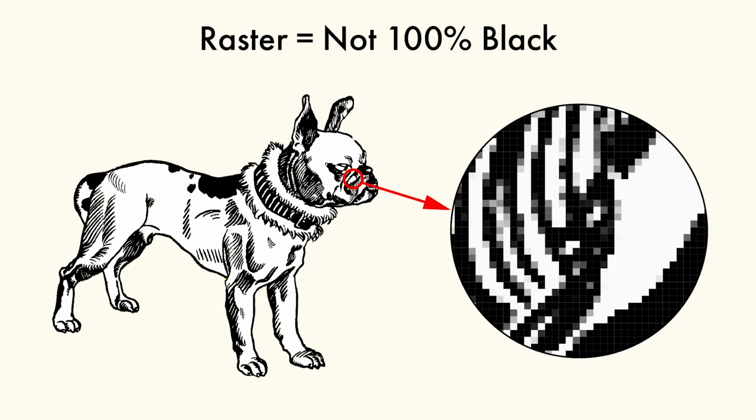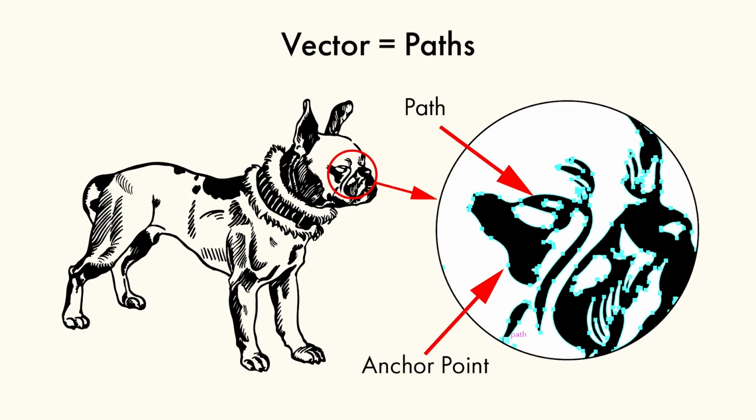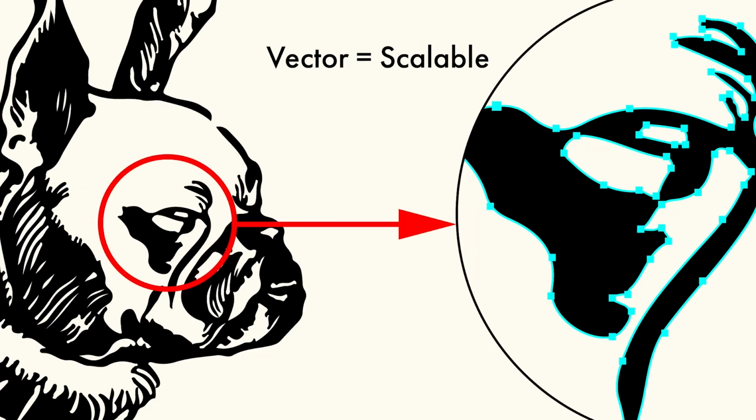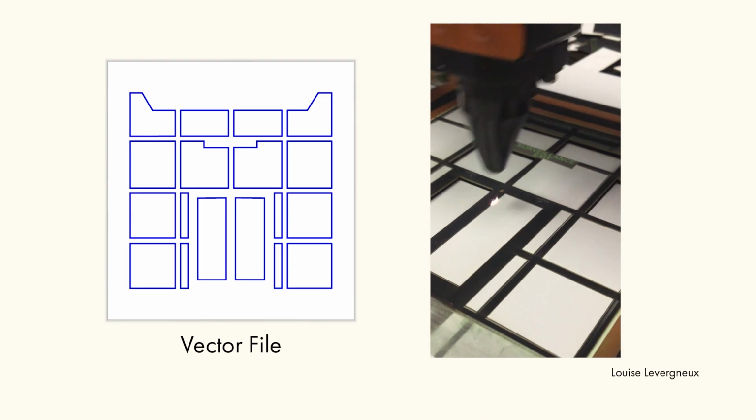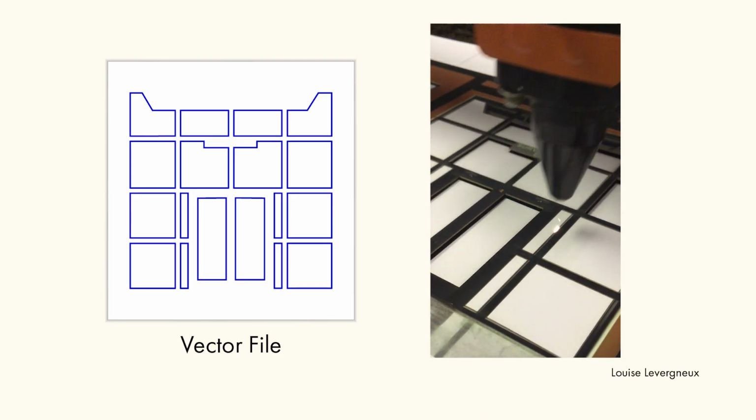Also notice how what looks like a 100% black image with a defined edge actually includes shades of gray and a jagged edge. Vector files are made up of line segments or paths and are infinitely scalable. A small image can be blown up to the size of a billboard without losing resolution. The path is what is key for laser cutting. The laser cutter needs a defined line to follow when cutting.